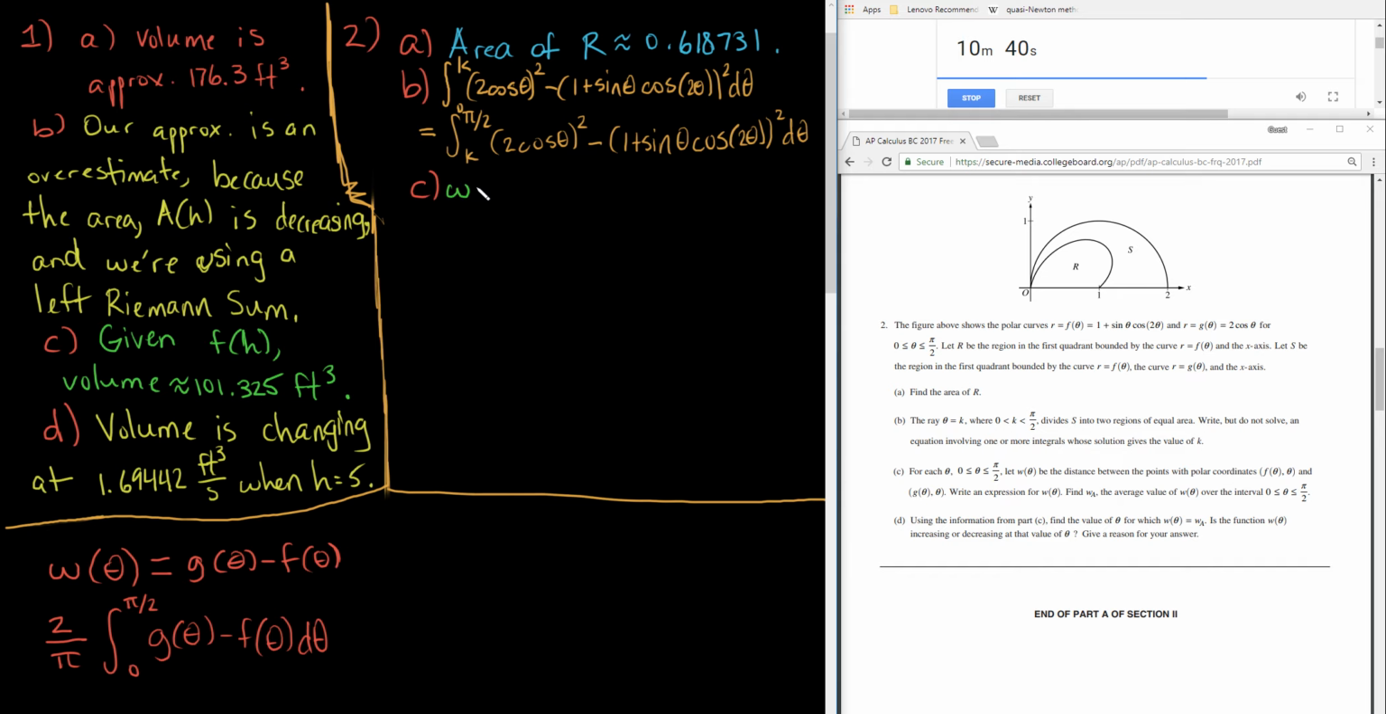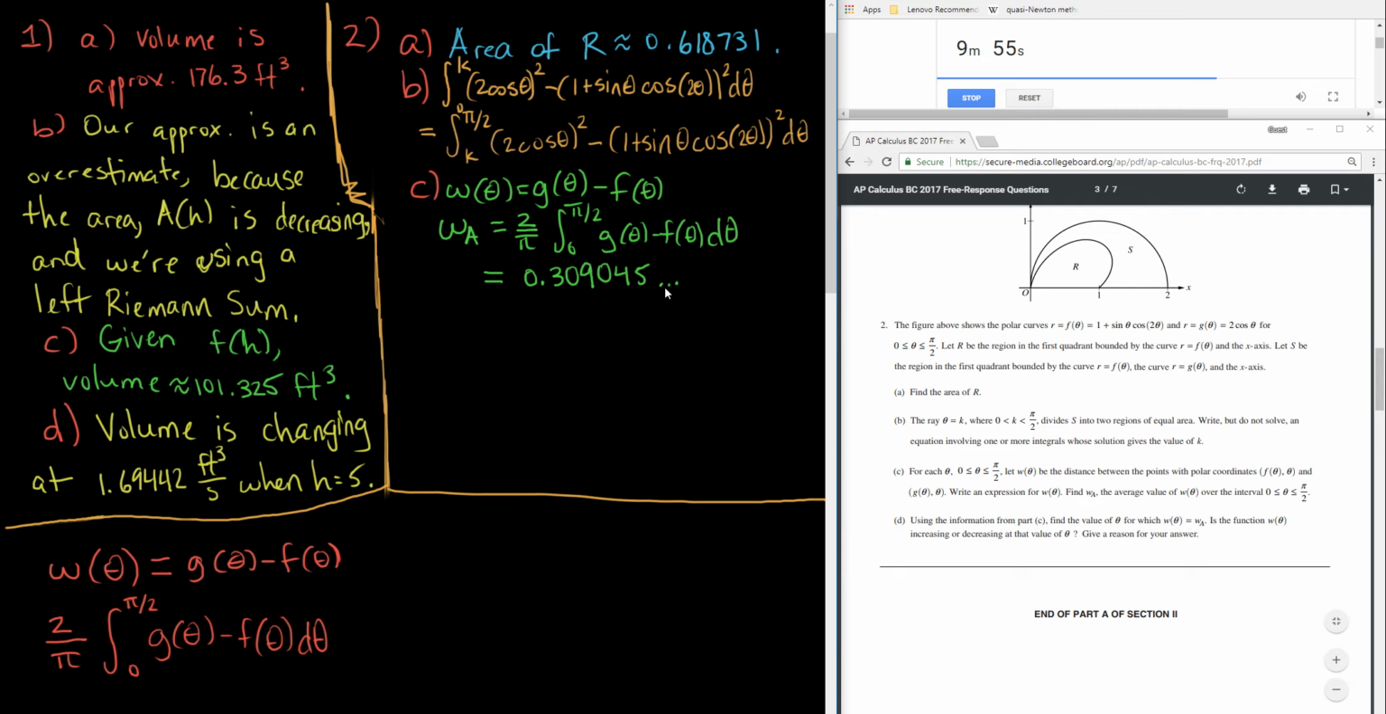Let's write this out. So w of theta equals g of theta minus f of theta, and w average equals 2 divided by pi times the integral from 0 to pi over 2 of g of theta minus f of theta d theta, which equals this value we just got, 0.309045. Yeah, that looks good, because right here it's pulling it down, right here it's pulling it up. It's approximately a third. Alright, so common sense check. Got that down. Looks like D is going to be an explanatory question, so brace yourselves.